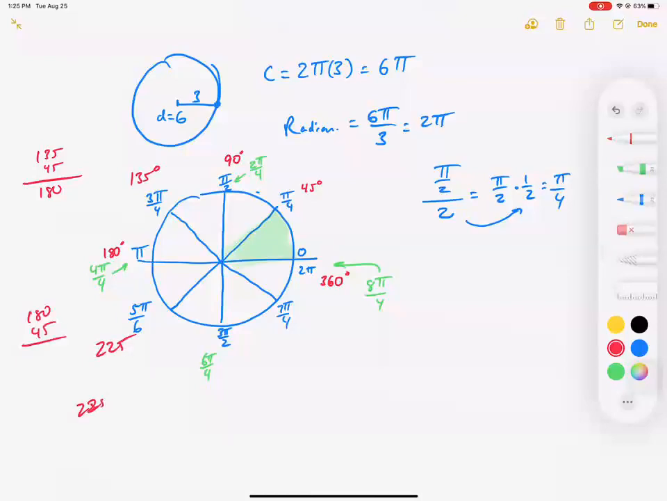225 plus 45. Add another 4. 22, 23, 24, 25, 26. Add 10 is 270 degrees. 27, 28, 29, 30, 31. Add a 5. 31, 32, 33, 34, 35. Add a 10, and we're at 360.